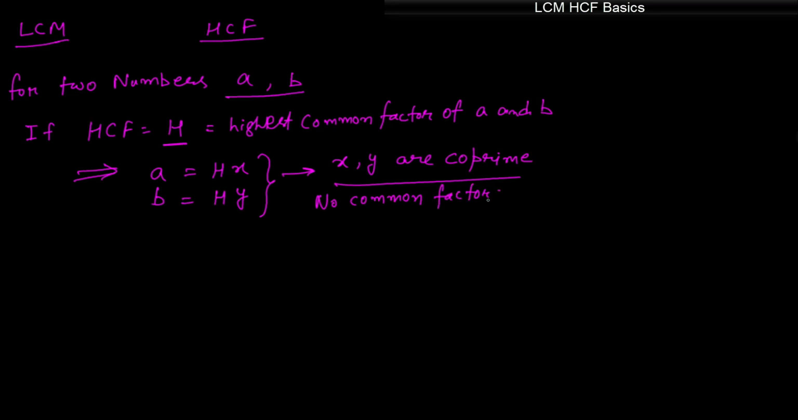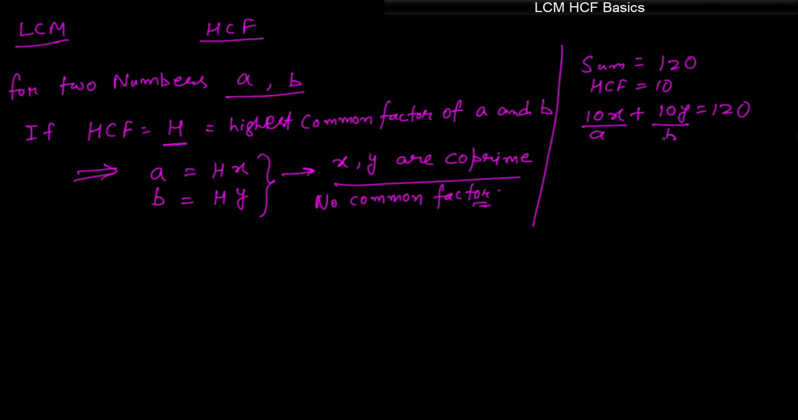So for example, if there is a question that the sum of two numbers is 120 and their HCF is 10, that means we can straight away say 10x plus 10y is equal to 120, right? Where 10x is one number and 10y is the other number. Let's say this is A, this is B. So from here, if you divide by 10, you get x plus y equal to 12.